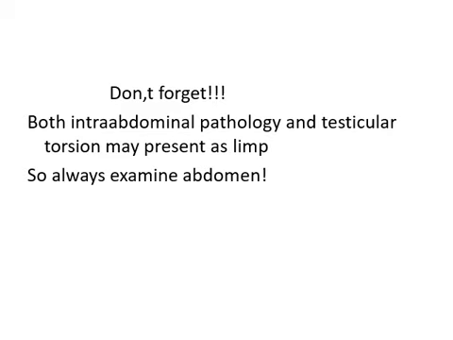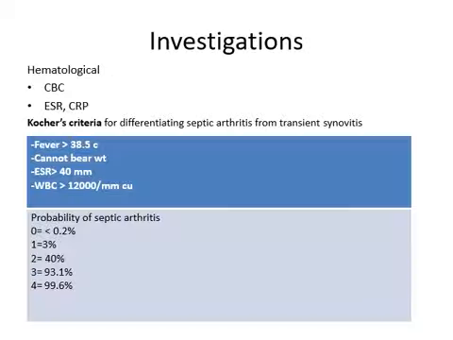So, and don't forget that intra-abdominal pathology and any testicular torsion can present with a limp as well in kids. So if you have appendicitis, it can present with an abnormal gait as well, so examine the abdomen.